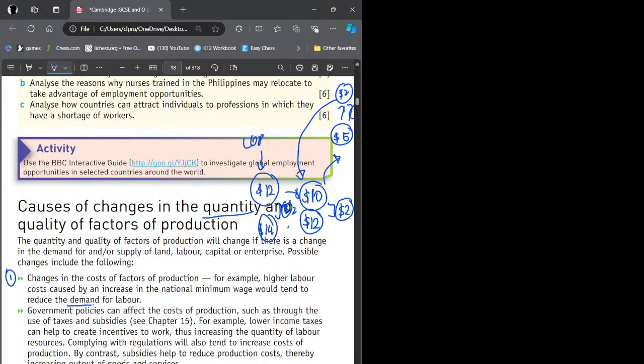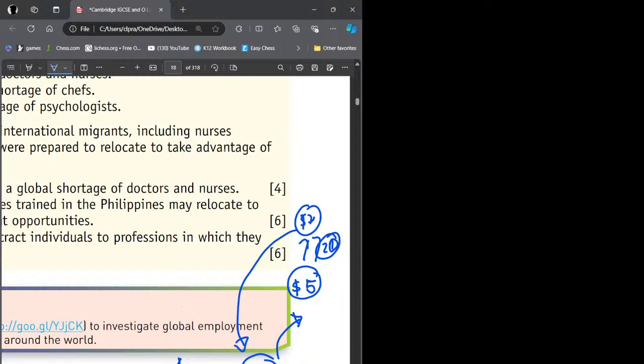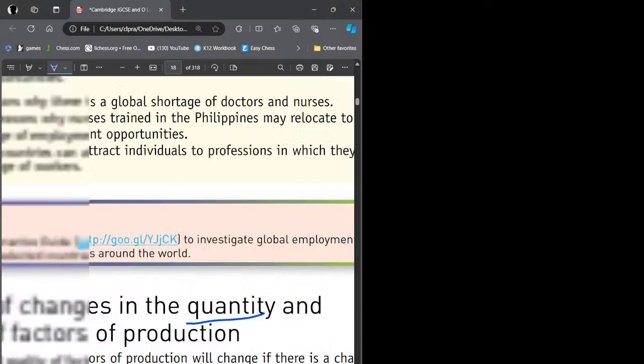To demand, yes, so demand of labor. Because of the higher cost of production, the increase in the cost of labor, because you have to pay them more, the firms, or the companies, are now going to demand fewer workers, because they wouldn't want to pay so much to workers and then decrease their profit margins. So that is one.